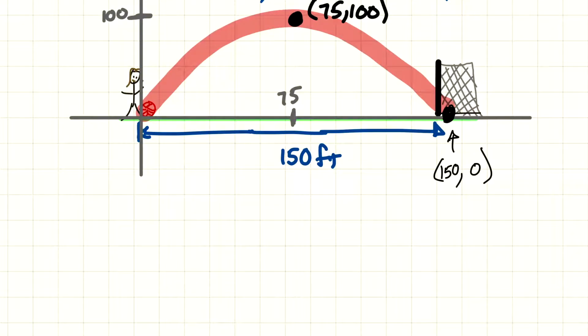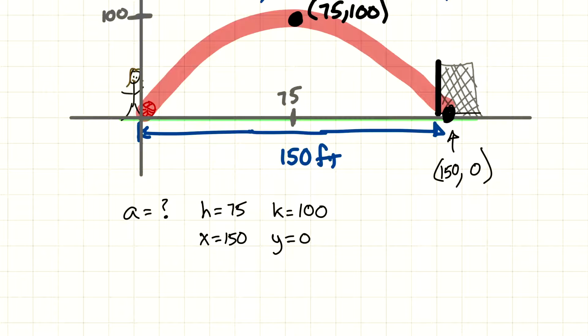So I like to always list things out. So my A value, we don't know this, right? Just like the previous problem. Our H value is going to be 75. Our K value is going to be 100. And our X is going to be 150. And our Y is going to be 0. All right, so don't forget that this is your X and this is your Y. Just like this is your H and this is your K.